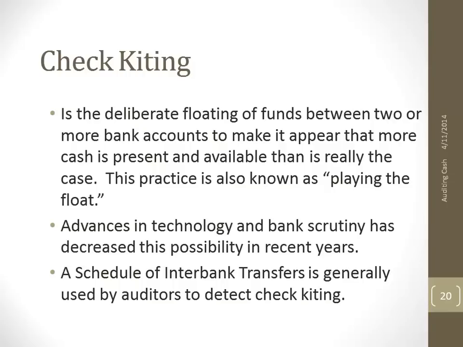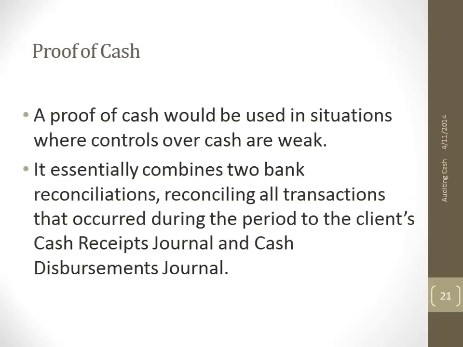But a way that an auditor tries to identify whether any check kiting is going on is to do a schedule of interbank transfers. So look at the movement of money or funds between the company's bank accounts. A proof of cash would be something that auditors would do if they couldn't rely on internal controls.